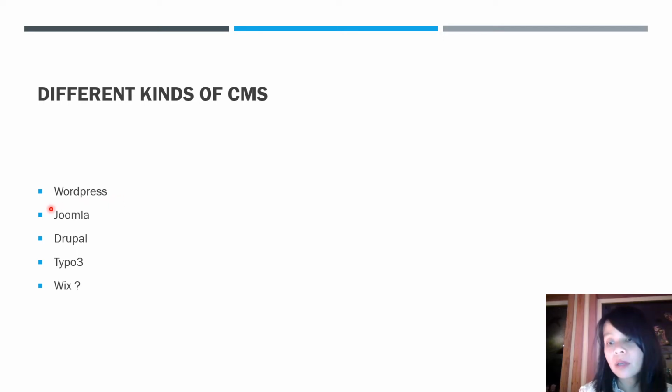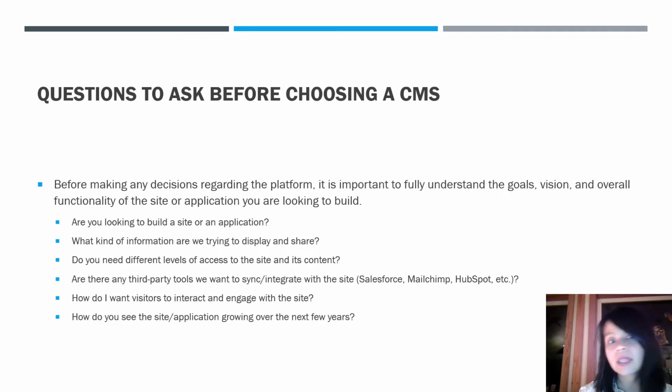But there are also other players in the game. There's Joomla, there's Drupal, Typo3, and Wix. Is that a CMS? We'll talk about that in a bit. Okay, so the three main ones I want to focus on are WordPress, Joomla, and Drupal. Those are the three key players in this game.